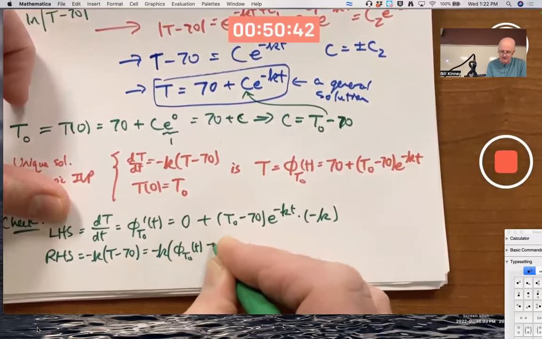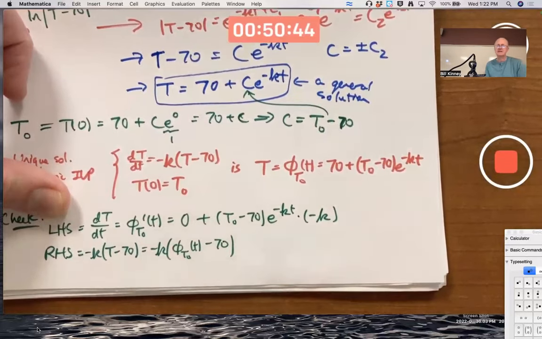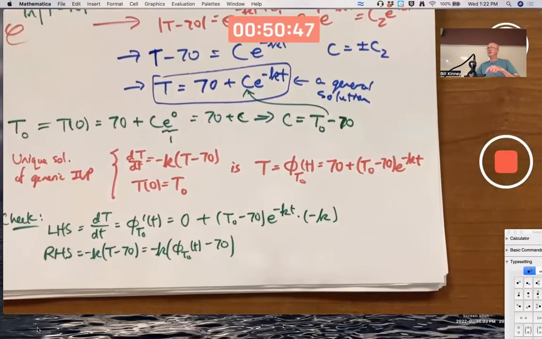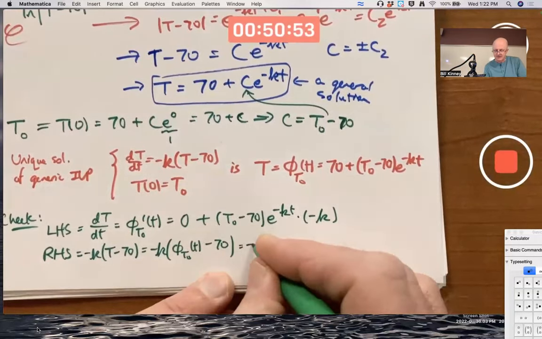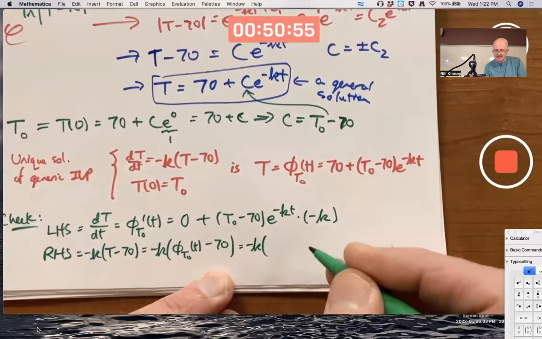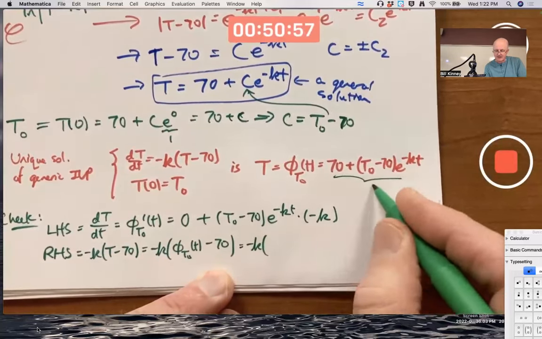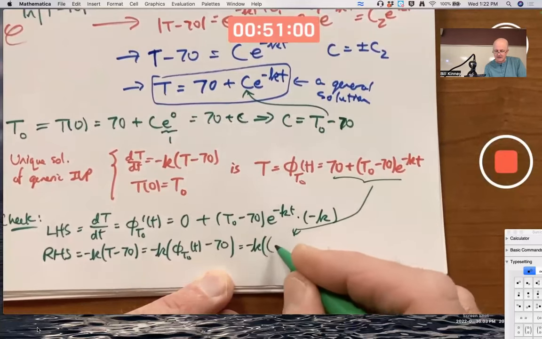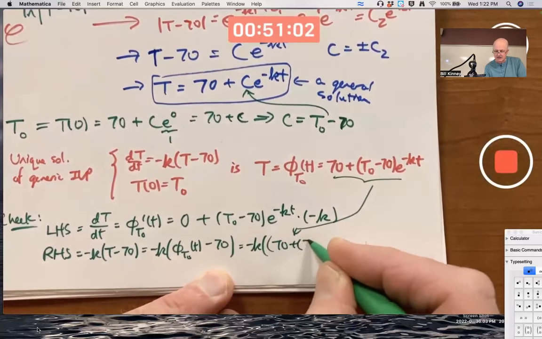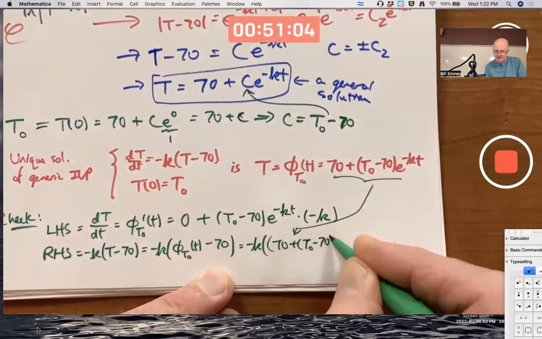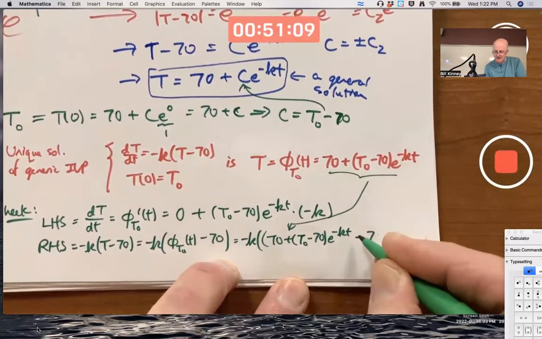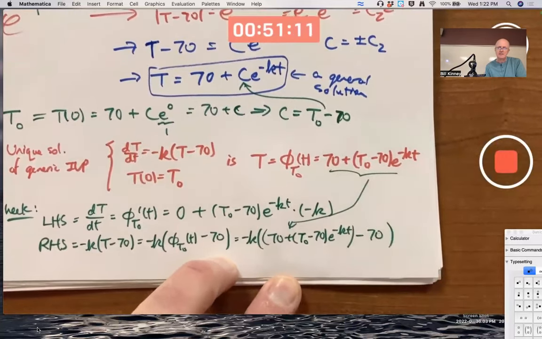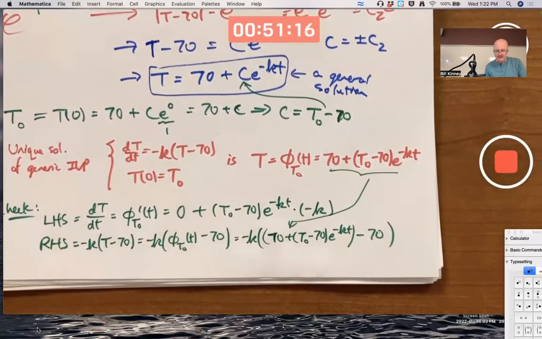That's always the most confusing thing for people. Replace the dependent variable, in this case, capital T. In other examples on Monday, it was y. Replace it with the function. Then simplify. Does it simplify to the same thing? There's the function. And don't forget to subtract 70. And it does simplify nicely.